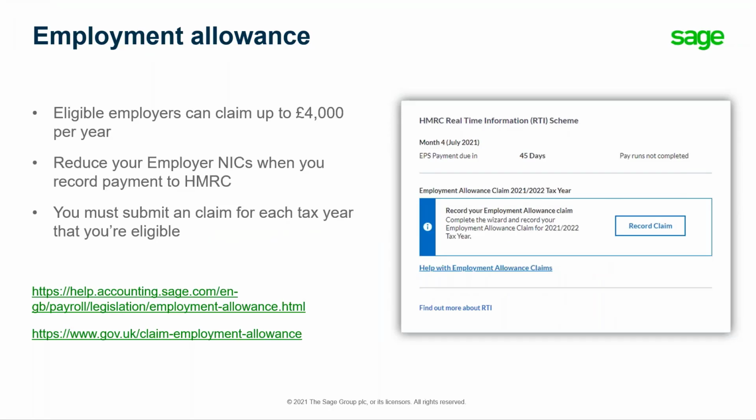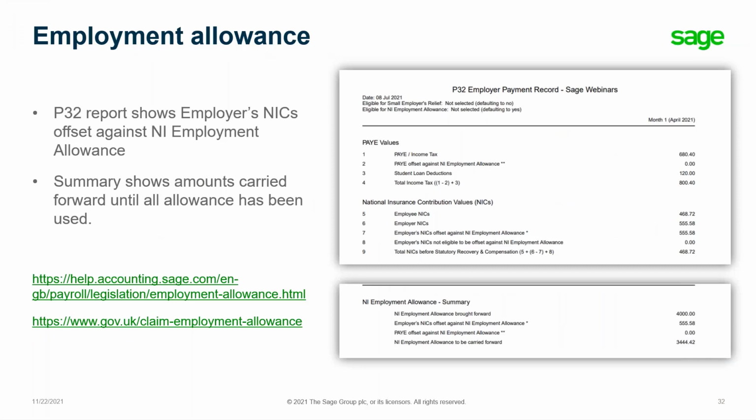So that's your employment allowance claim. That's the report I mentioned that you run at the end of the month, the P32 report. We cover that report in our Processing Your Payroll webinar, and there is an employment allowance summary at the bottom of it, telling you how much you've claimed this period or what you've claimed in the past, and anything that might be carried forward.